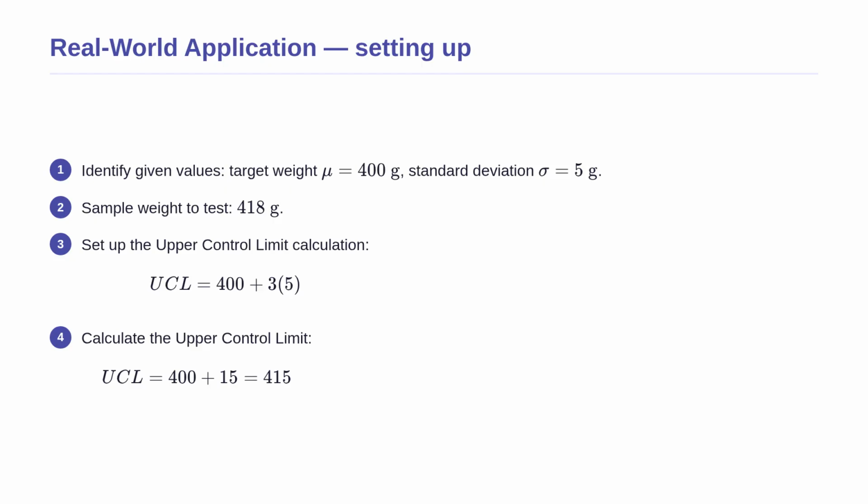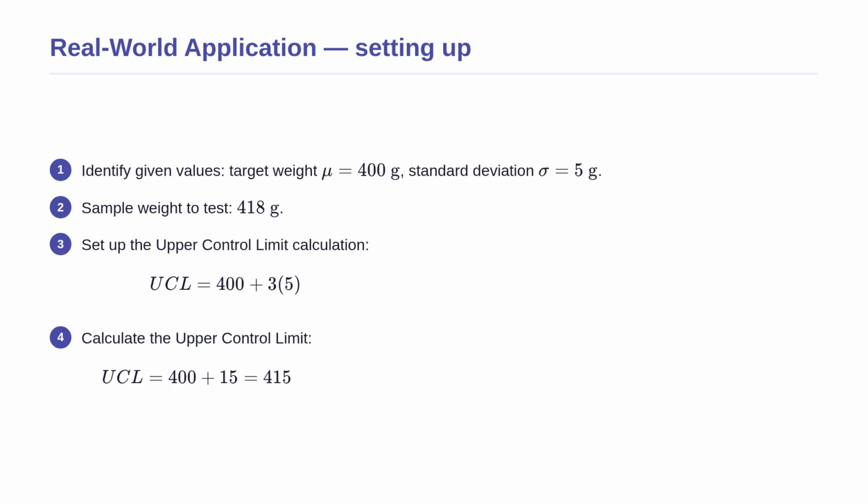A bakery produces loaves of bread with a target weight of 400 grams. The standard deviation of the baking process is 5 grams. Today, a sample loaf weighs in at 418 grams. We need to determine if the process is in control. First, we identify our mean, mu, as 400 and our standard deviation, sigma, as 5.